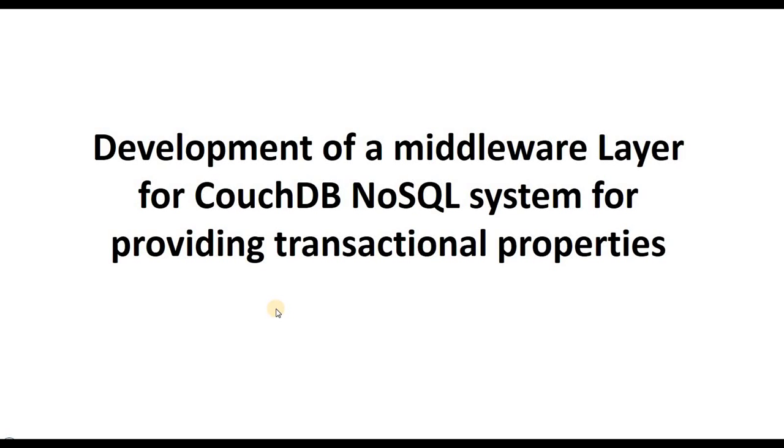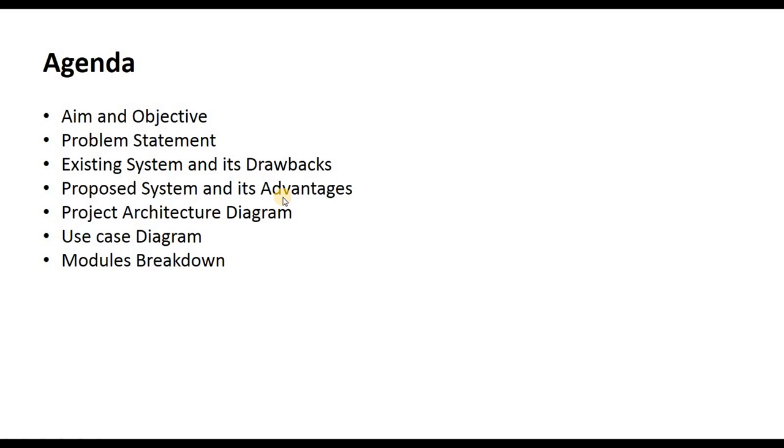Hello everyone. So in this video I'm going to briefly walk you through the PPT of the transaction model project. These are the things that I'm going to explain in this particular video. First I'm going to explain the aims and objective, followed by the problem statement, and then the existing system and its drawbacks, the proposed system and its advantages, project architecture diagram, use case diagram, and modules breakdown.